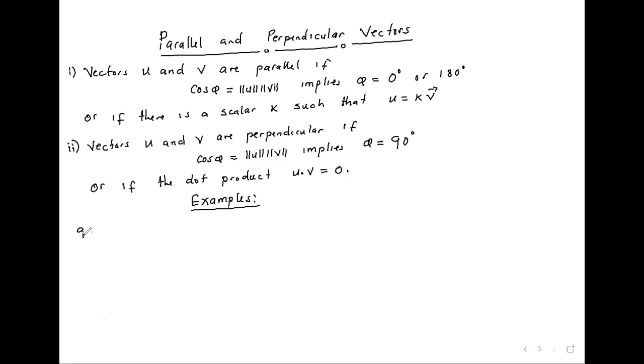Question 9D. Determine whether v is equal to i minus 4k and w is equal to 9i plus 3j plus k are parallel vectors.